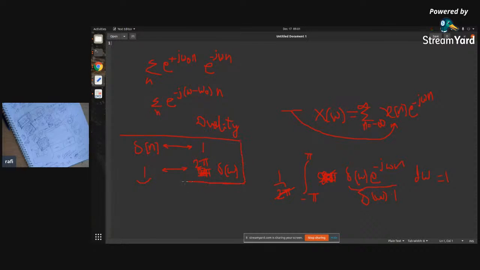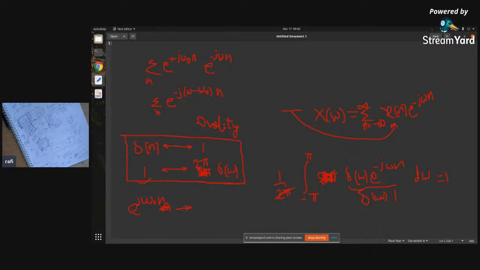So if you know this, we have this, then what we do is multiply e power j omega naught n to this. So j omega naught n is here.